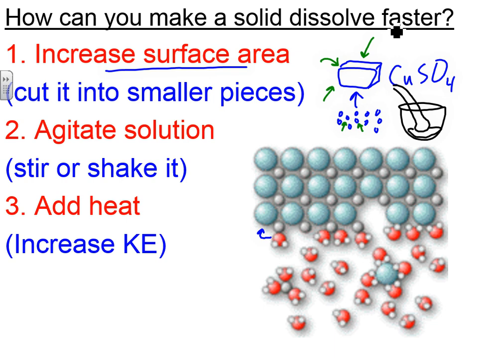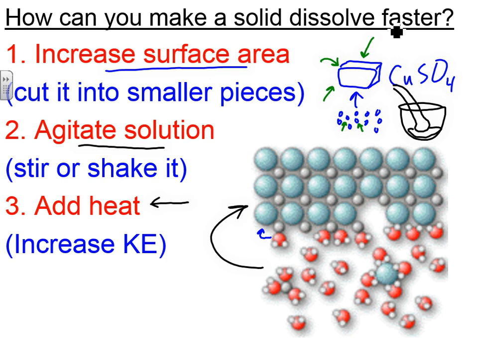You can also agitate the solution, which makes sense. That allows you to move around the solvent and make it come into contact with the solute. So just do a little shaking, a little stirring. And then we can also increase the energy. We can add some heat. Most substances, as you increase the temperature, will dissolve faster, because the molecules are moving around faster, so they'll find each other faster.